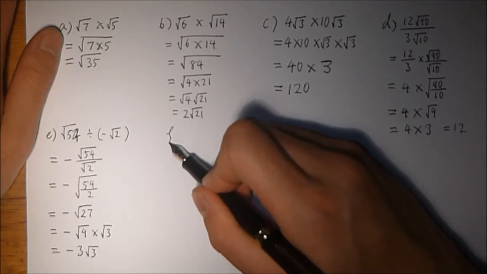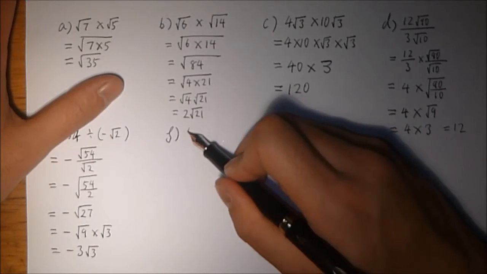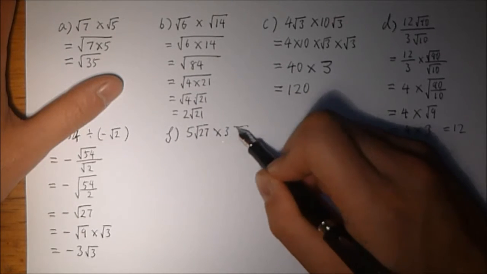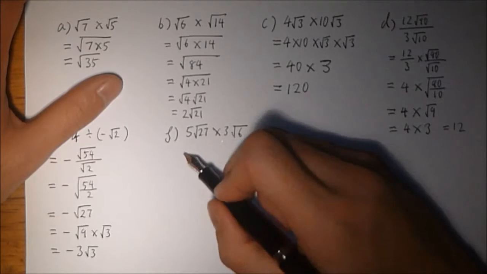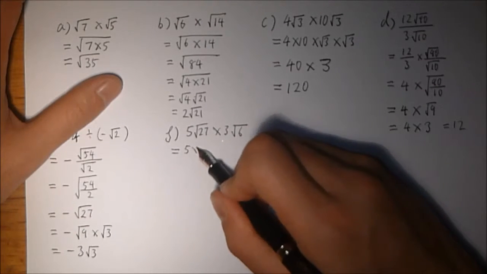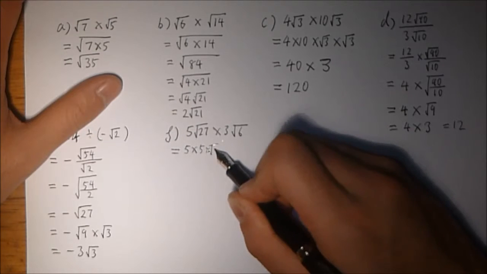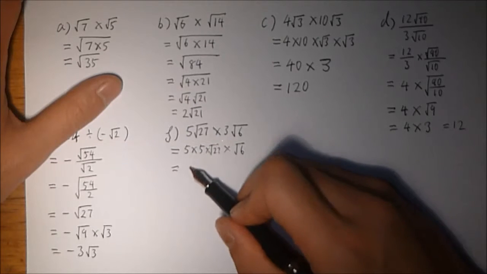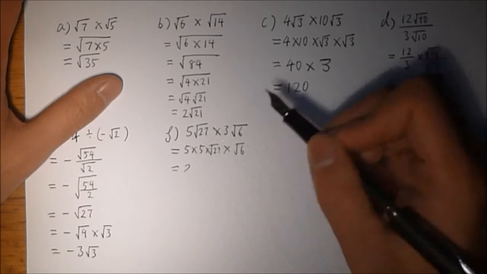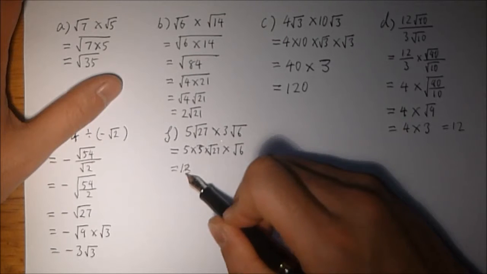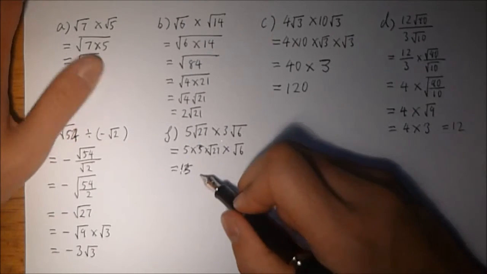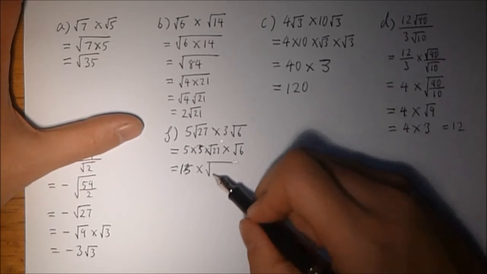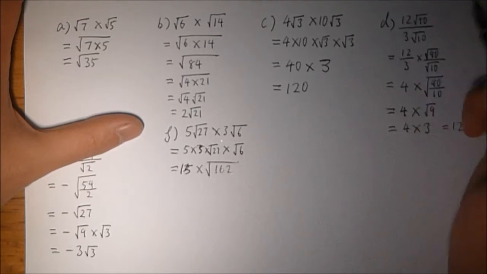And the last example, 5 times square root of 27 times 3 square root of 6. So once again, whole number times whole number, surd times surd, and we end up with 20. Correction, it's 3 here, so 15 times 27 times 6 gives us 162.